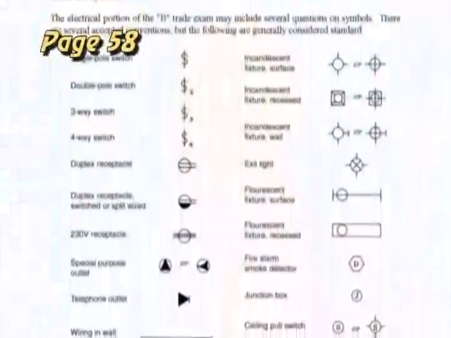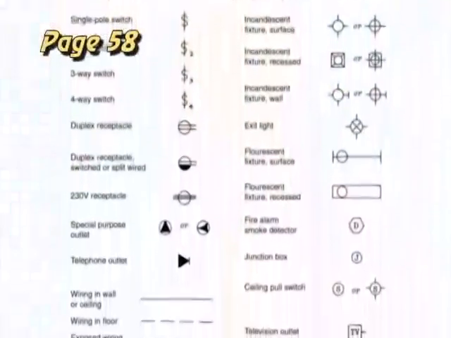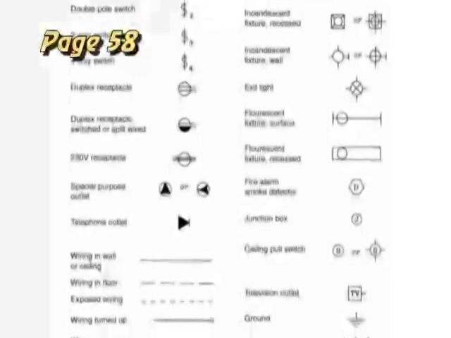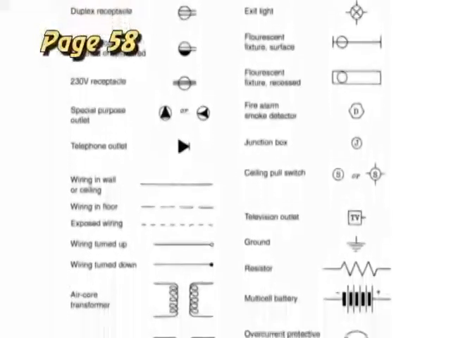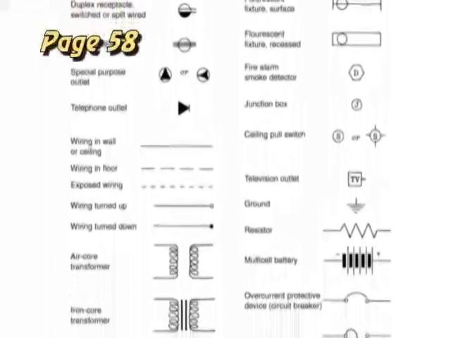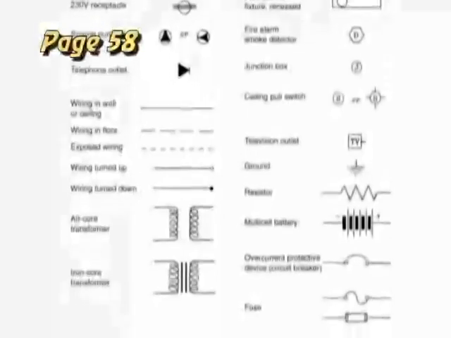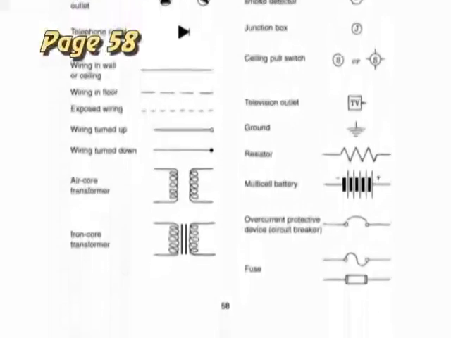Getting on to the next page, there's a whole list of electrical symbols. You should go through these and understand what they are. You don't necessarily have to know and fully memorize each and every one, but you should be quite conversant and able to understand the more common ones, such as the switches, the three-way switches, the duplex receptacles, the lights, and so forth.